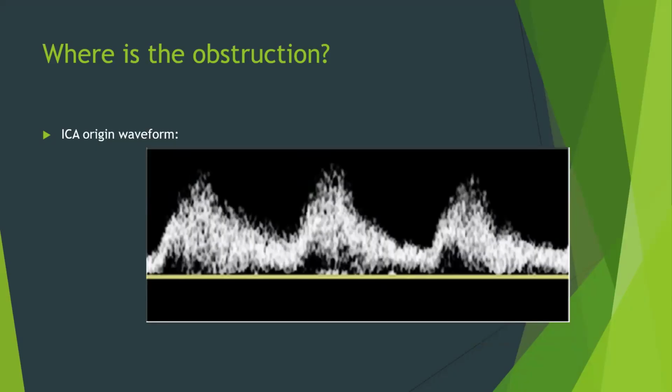All right, so we have an ICA origin waveform here. Let's pretend that the peak systolic velocity is somewhere in that 60 centimeters per second range. So what are we looking at here? Where again is going to be our obstruction in this case?